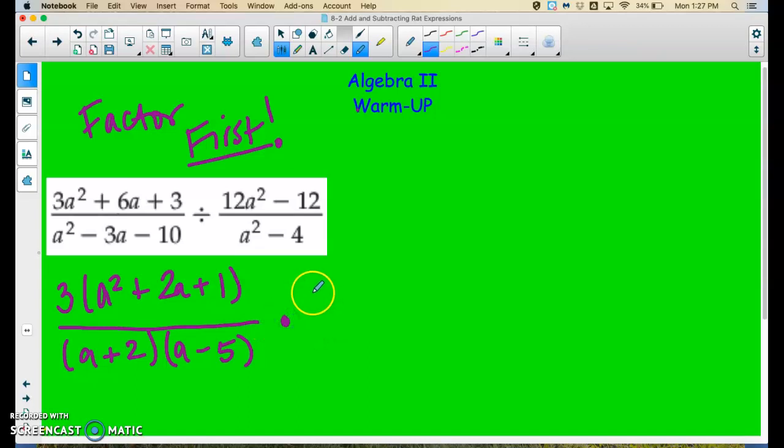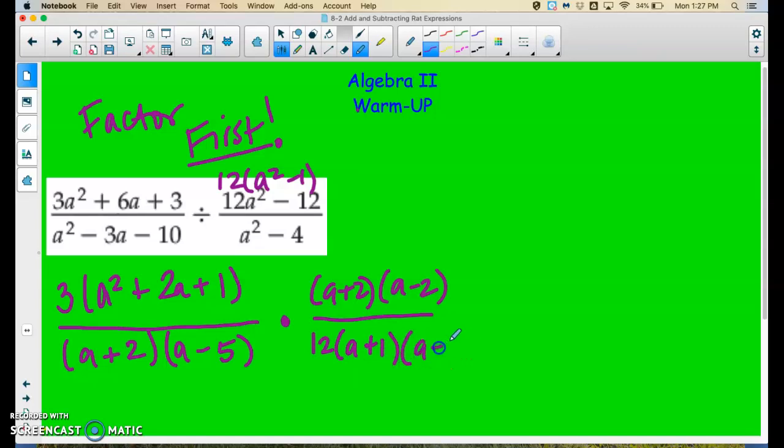And then remember, it's keep, change, flip. So you're going to flip the second one. So that's going to be a plus 2 and a minus 2. And then down here, remember, if we take out a 12 here, and then we get a squared minus 1, we can factor that a squared minus 1. And so that's going to be 12 times a plus 1, and then a minus 1.